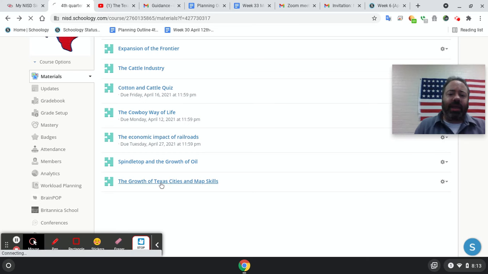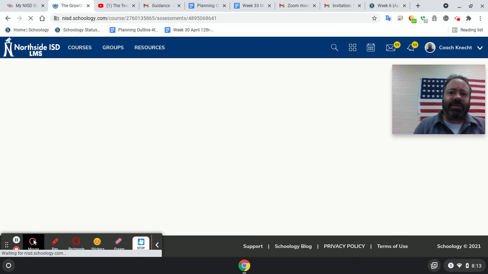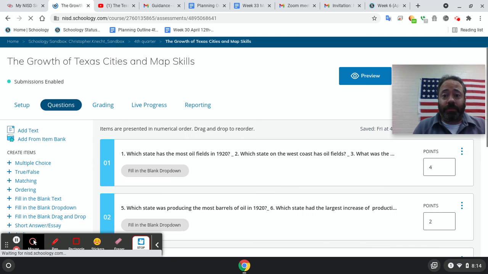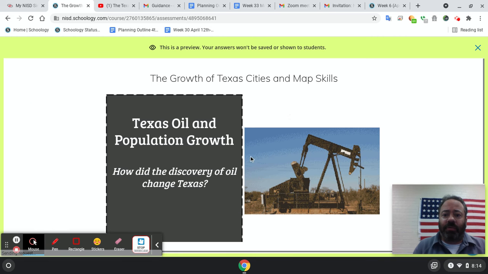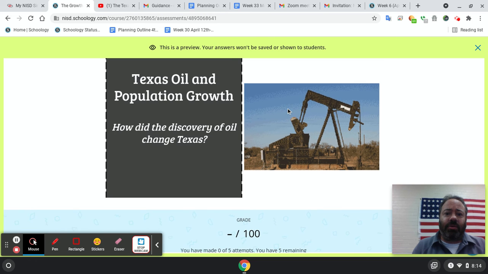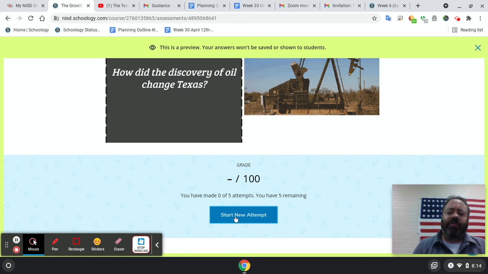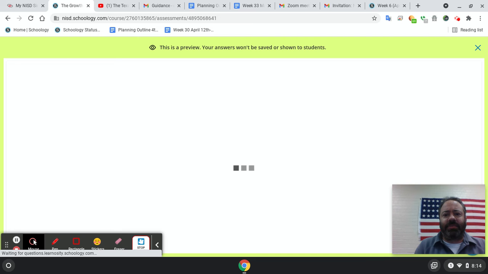Good morning. Today's lesson is on the growth of Texas cities and a little bit of map skills in there. Let me move my picture down here. We go to preview. Texas oil and population growth, kind of a little bit of a carryover of what we've been doing. Again, I give you about 5 attempts.